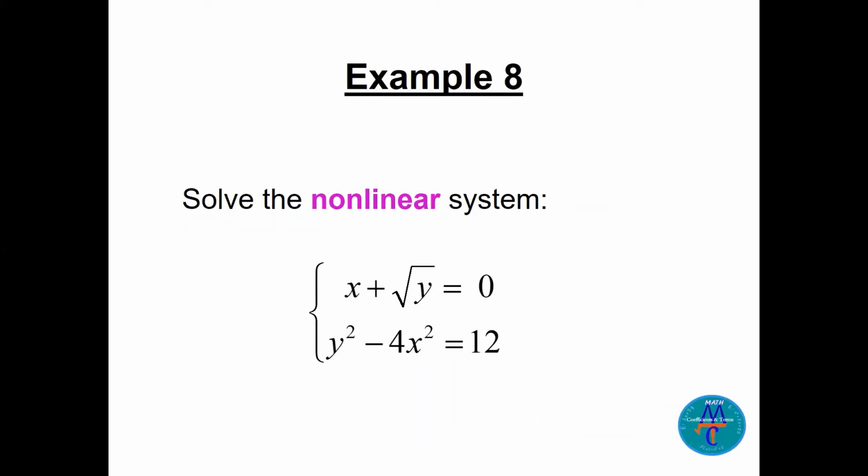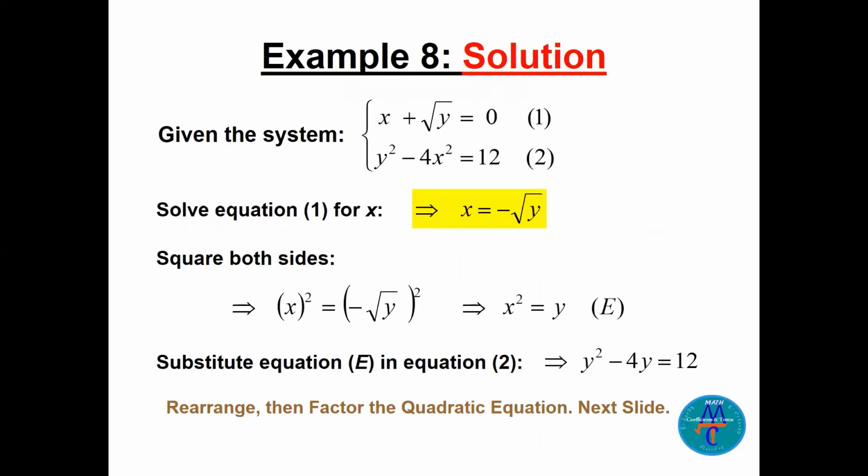Let's see another nonlinear system. X plus square root of y is equal to 0. Y squared minus 4x squared is equal to 12. So let's call it equation 1 and equation 2. Take the easy equation, which is number 1, solve for x. So x will be minus square root of y only. Now let's square both sides here. When you square x, it will be x squared. When you square all this with the minus, the square root of y will be y. Let's call it equation E.